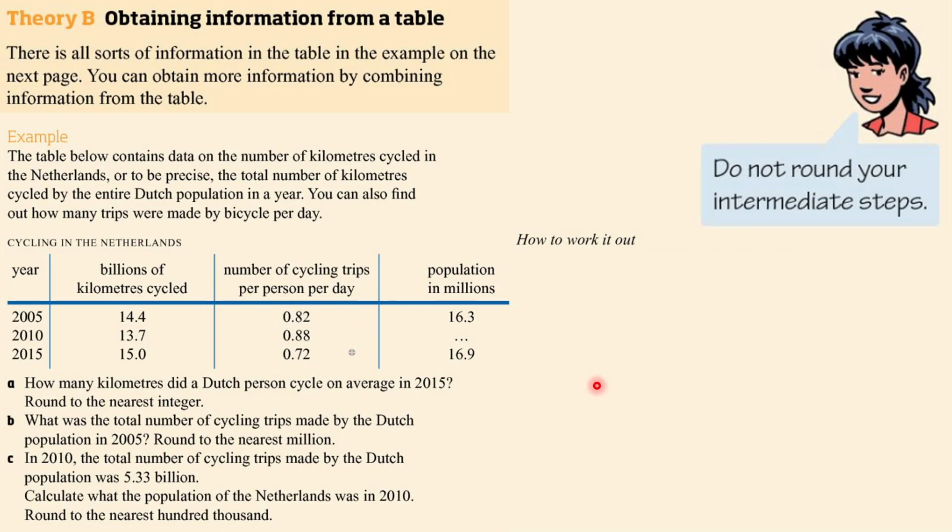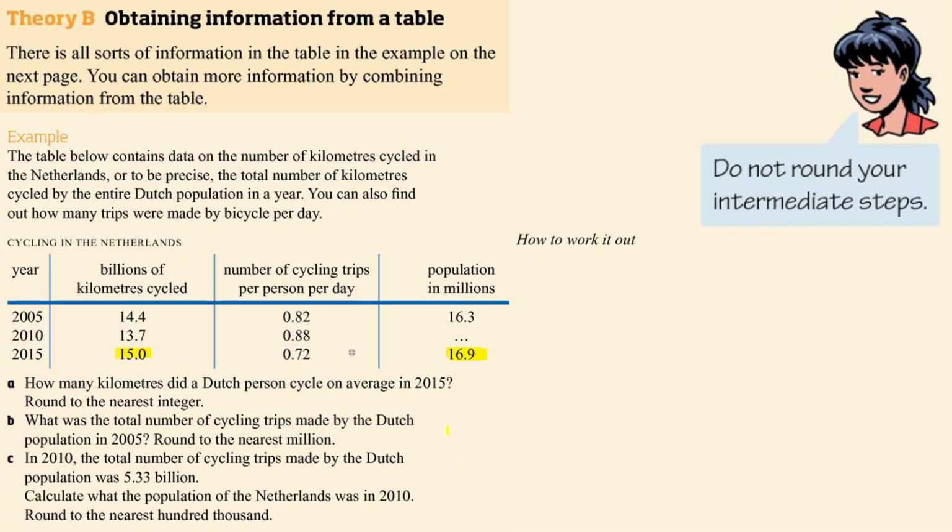At A, how many kilometers did a Dutch person cycle on average in 2015? Round to the nearest integer. Be sure that you know which columns you need. You don't need all the columns and all the rows here. If they're talking only about 2015, don't take a look at stuff that is in 2010 and in 2005. If we're talking about how many kilometers, I don't think I really need the number of cycling trips per day per person. So what I'm focusing on here right now, and maybe I can mark it using this marker here, I'm mostly interested in this number, I think, and in this number.